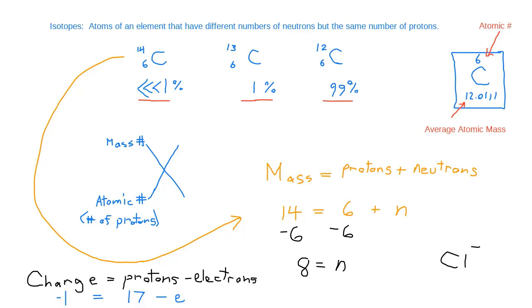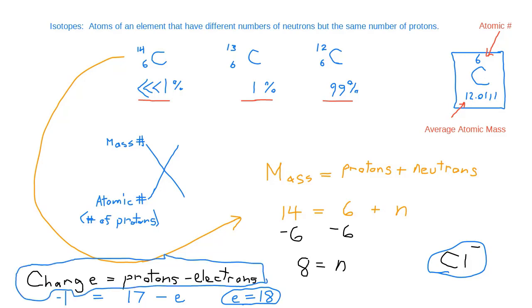Well, in this case, I could just add e to both sides and add 1 to both sides, and basically what I would get is the e has to be 18. 17 minus 18 gives you -1. So I can determine the number of electrons from a charged particle like this using this equation. So these two equations are useful for helping you determine the number of protons, neutrons, and electrons. The charge is equal to protons minus electrons, and the mass is equal to the protons plus neutrons.